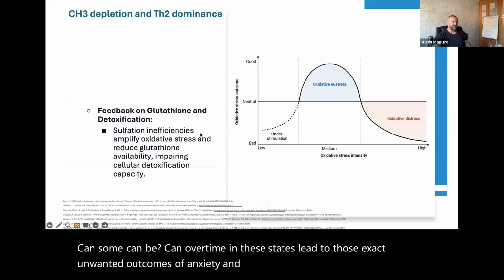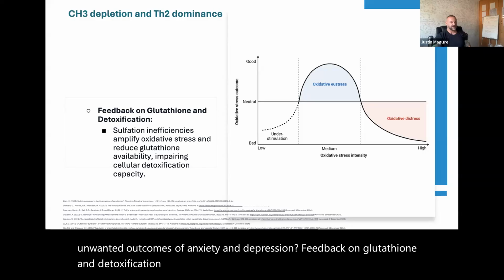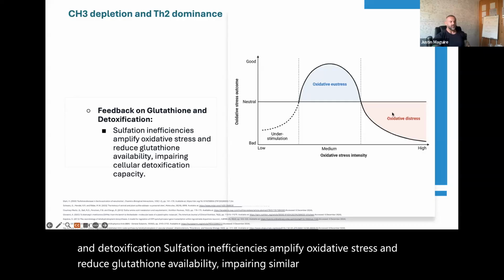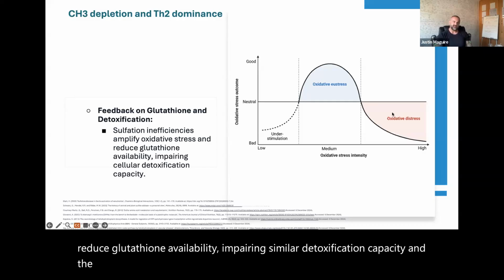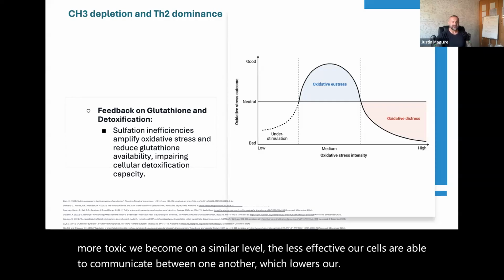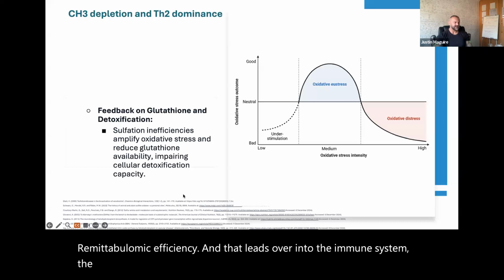Feedback on glutathione and detoxification: sulfation inefficiencies amplify oxidative stress and reduce glutathione availability, impairing cellular detoxification capacity. And the more toxic we become on a cellular level, the less effective our cells are able to communicate between one another, which lowers our cellular metabolomic efficiency, and that leads over into the immune system, the nervous system, as well as the endocrine system.